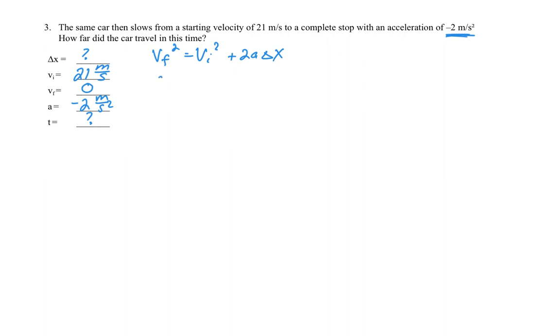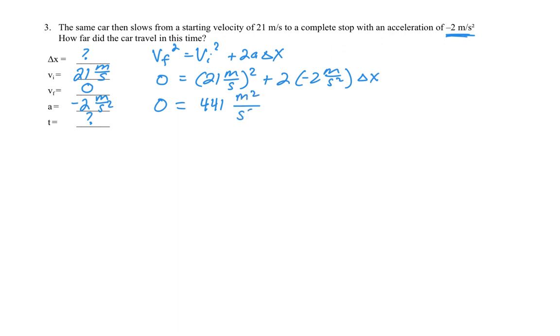So let's take a look and see what we got here. V final. Well, V final, even 0, squared is still 0, is equal to the initial velocity, 21 meters per second. We have to square that, plus 2 times -2 meters per second squared, all times delta x. So go ahead and plug that in your calculator and see what you get. All right, when I did that problem, and I'll go ahead and show you a little bit of the math. So I get 0 equals, well, 21 squared is 441 meters squared per second squared. Yeah, we have to square everything on the inside. So the 21 gets squared, the meters get squared, and the seconds get squared.